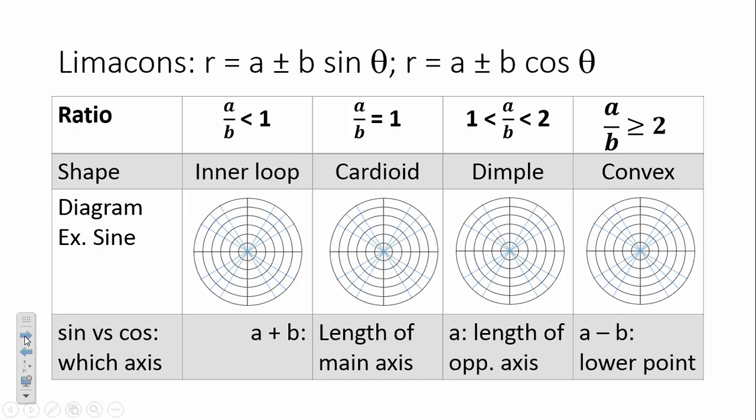A over b less than 1 makes an inner loop. And an inner loop, if we were talking about the sine, for example, would look like this.